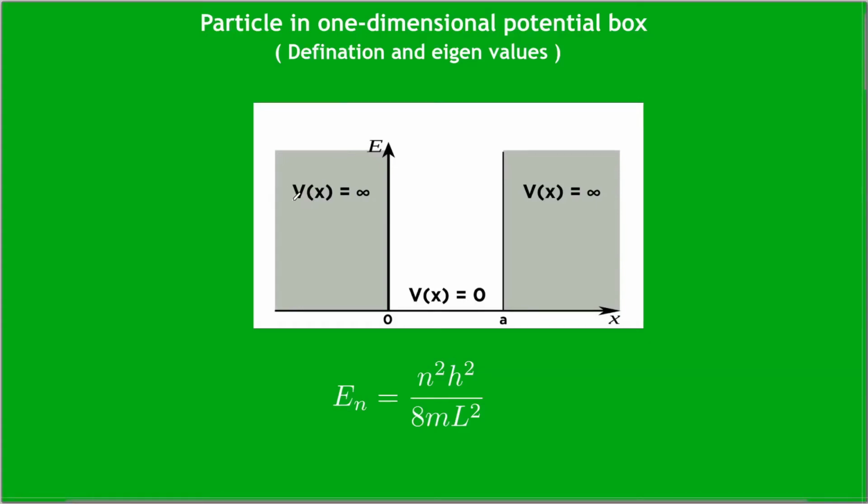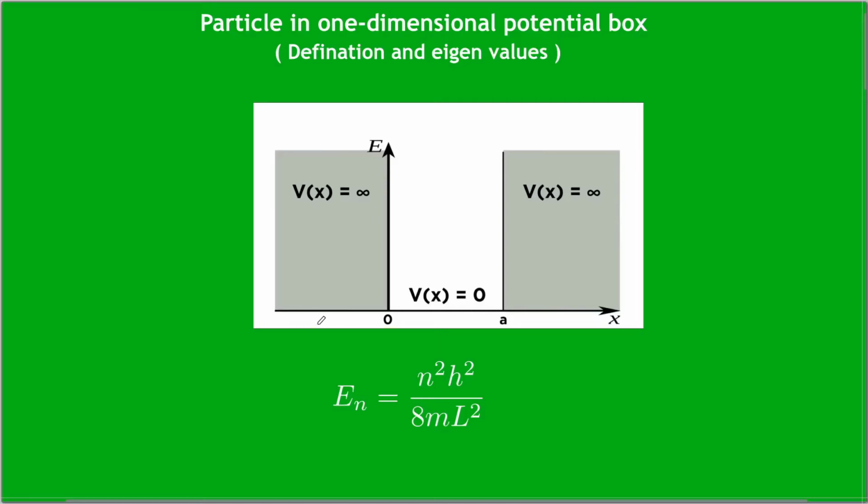Hello, welcome back. We have been discussing the first unit of applied physics, that is quantum mechanics. We'll discuss the particle in one-dimensional potential box in two parts. In this video, we'll discuss the definition, we'll set up the Schrodinger's equation, and we'll find out the eigenvalues.